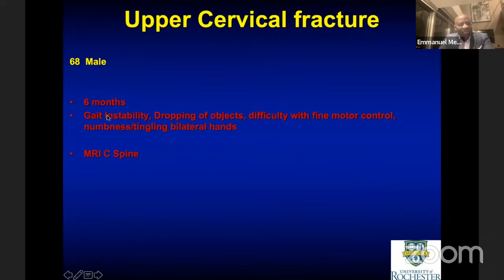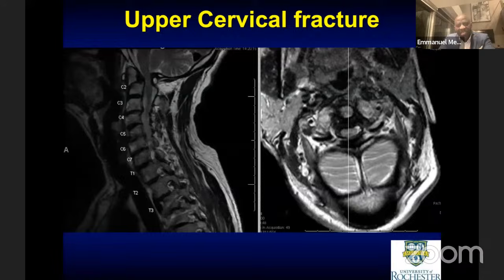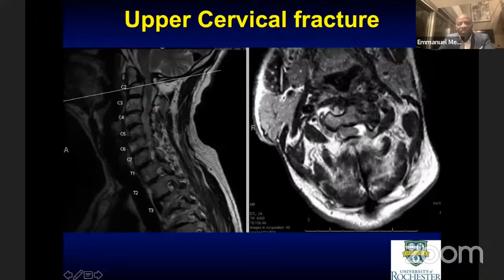So 6 months after his initial injury and non-operative treatment, the patient presented with symptoms of gait instability, dropping of objects, difficulty with fine motor control, numbness and tingling over his bilateral hands, and an MRI of the cervical spine was obtained, given he was presenting with symptoms concerning for cervical myelopathy. And here's the MRI that was obtained. You can see the settling and angulation of the fracture with severe spinal cord compression all the way to the base of the skull.